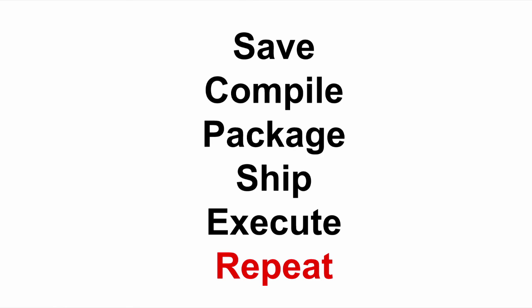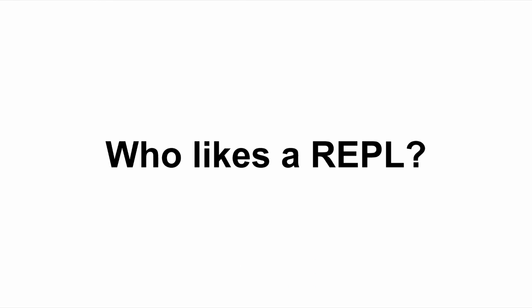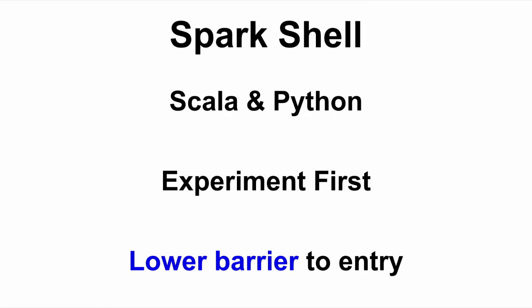One of the things we've been talking about is that we're still stuck in this development life cycle of save, compile, package, ship, execute, find out it didn't work, repeat, and go back through it again, which isn't the best environment. So by a quick show of hands, who loves a REPL? Okay. Spark actually comes with what's called Spark Shell, and it has this for both Scala and Python. And in Python, it also has IPython, if you're used to that type of environment. It's a nice way for you to start experimenting first.